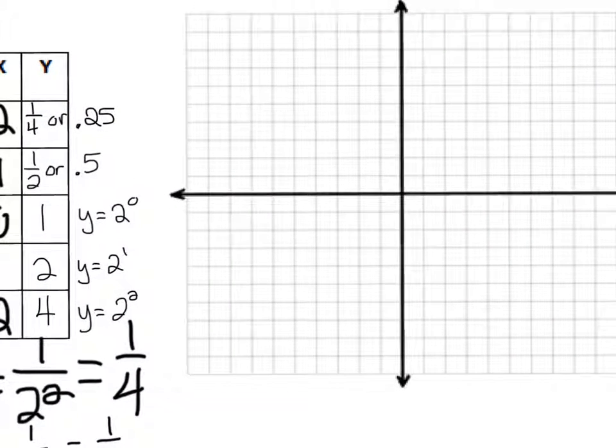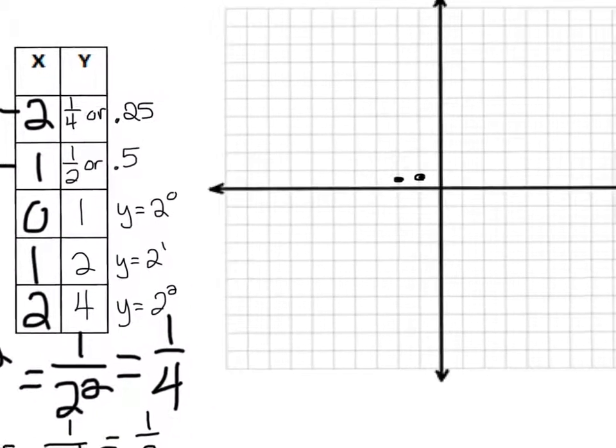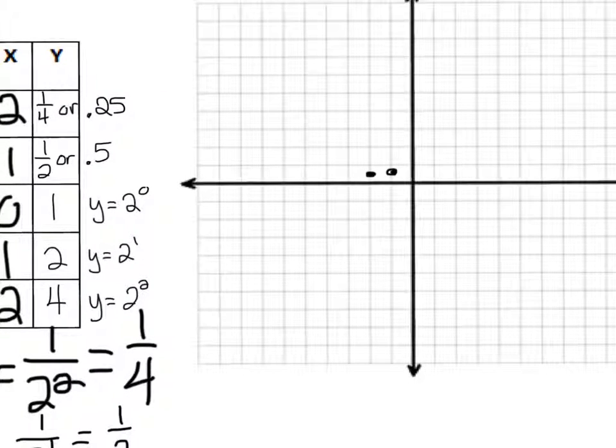So negative 2 and 0.25. So negative 2 and then 0.25 will be just a little bit up. Negative 1 and 1/2, it's going to be a little bit further up from that. Then we've got zero and 1. One, 2, and then 2, 4.